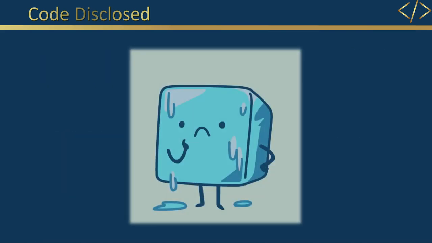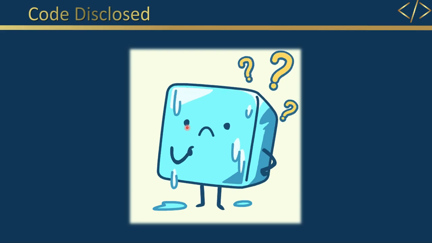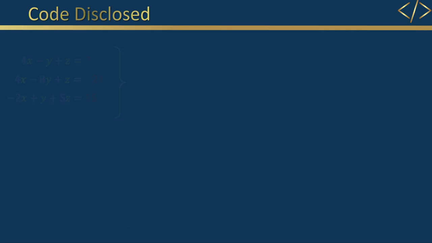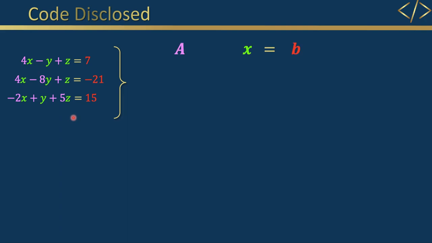All right. Now, to make things clearer, let's apply this on an example. For example, I have this system of three equations with three unknowns, x, y, and z. So first, let's write this in the format of Ax equals b.